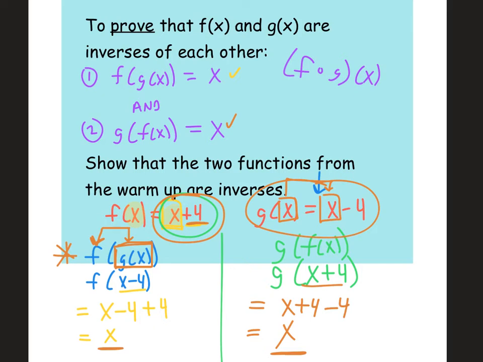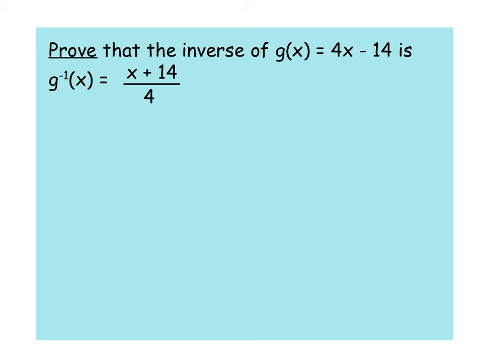Need to be able to prove things are inverses using the composition in both directions. All right, so let's do another one. Let's prove that the inverse of g of x equals 4x minus 14 is g inverse of x equals x plus 14 over 4. This is the one we did a few minutes ago too, but now we're actually proving it. We're not just finding the inverse.